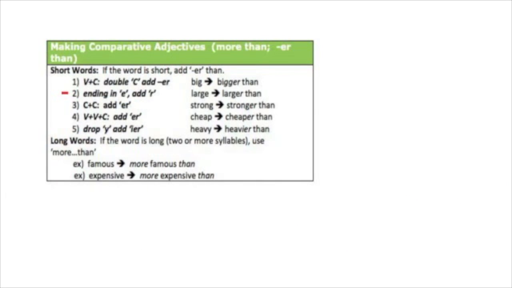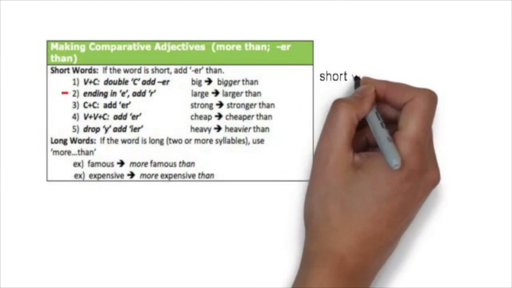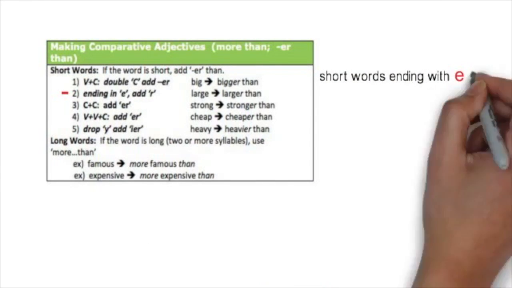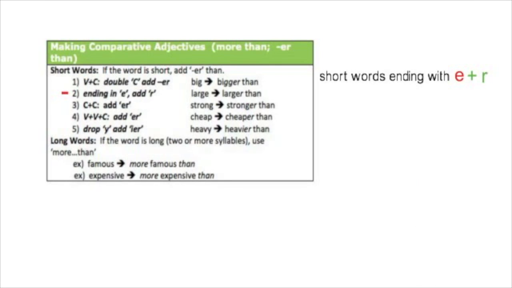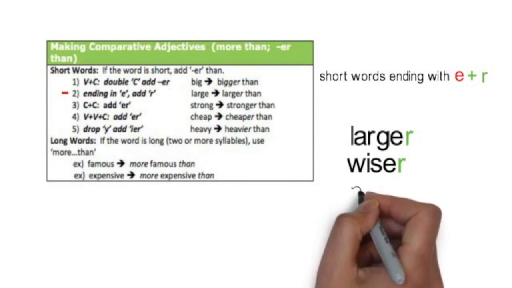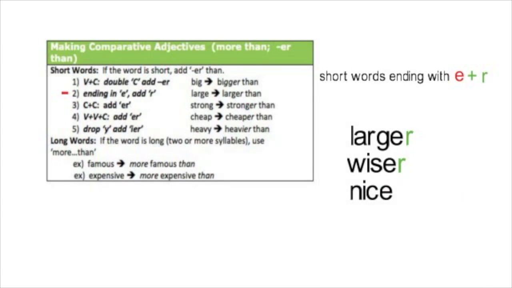Rule 2. For one-syllable or short words that end in E, we need to add R. For example, large becomes larger, wise becomes wiser, and nice becomes... Yes, that's right. Nice becomes nicer.